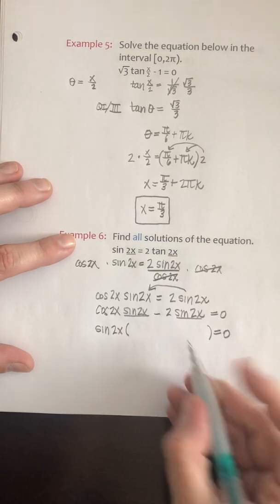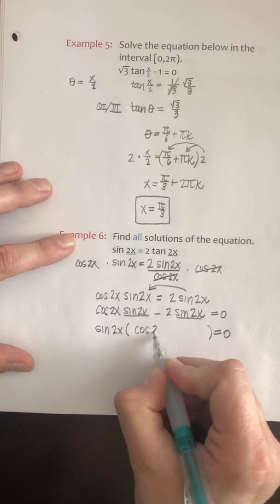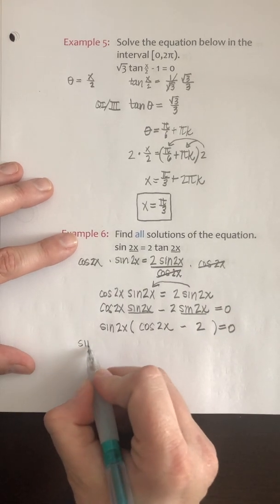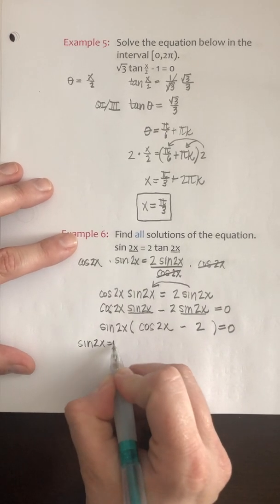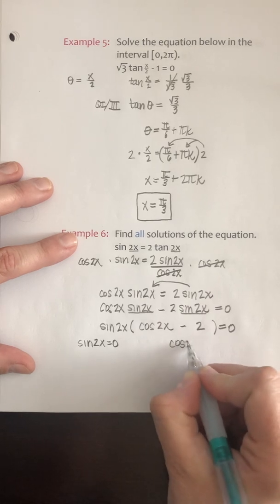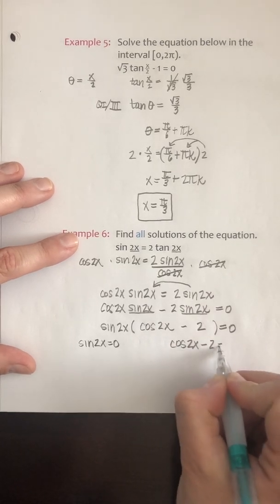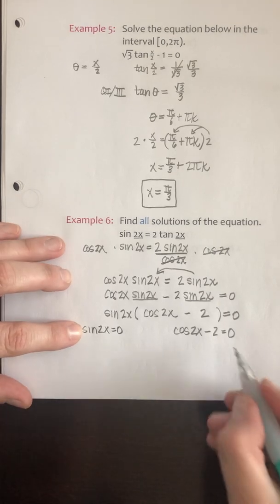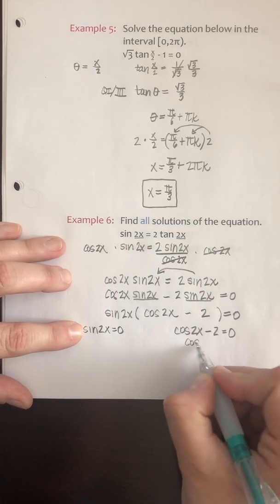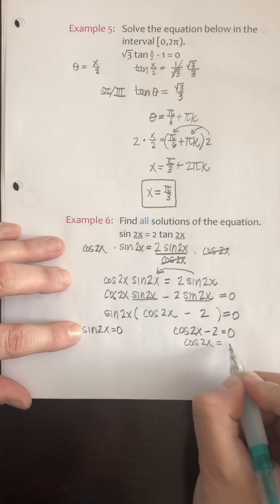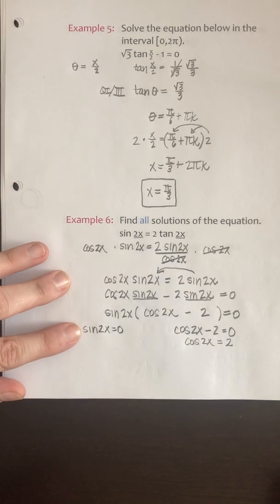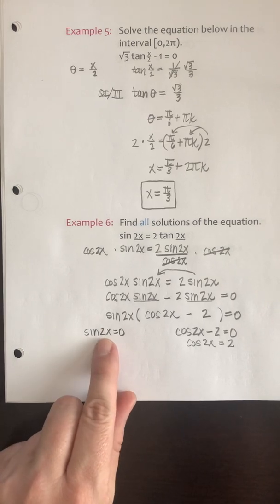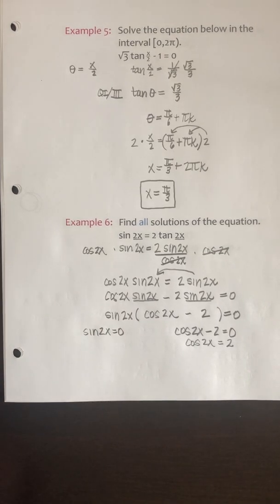So when we take that out, we're left with cosine 2x minus 2. So at this point, we're going to set each factor equal to 0. This one's already set equal to 0. That's great. This one over here, I'm going to add the 2 and get 2. Now again, what we did in the last couple of problems was we took out this and we replaced it with a theta, and you're welcome to do that.